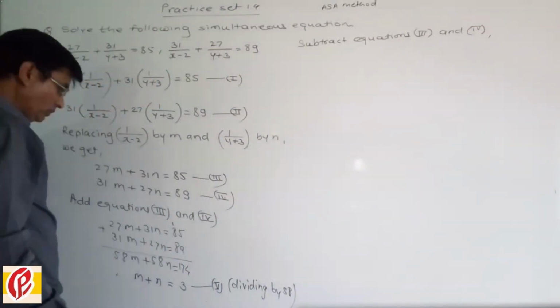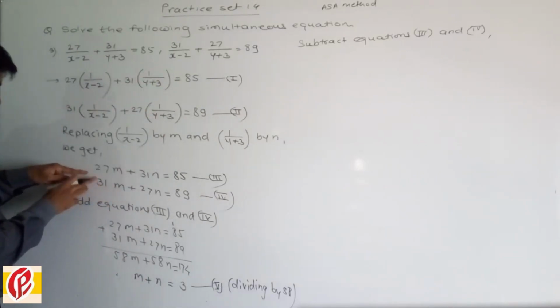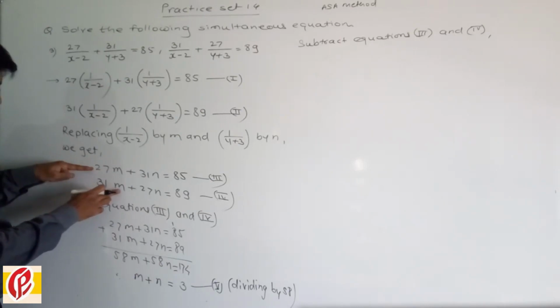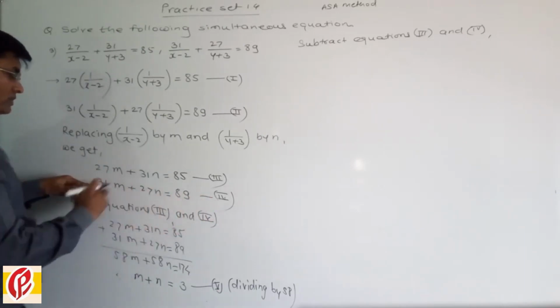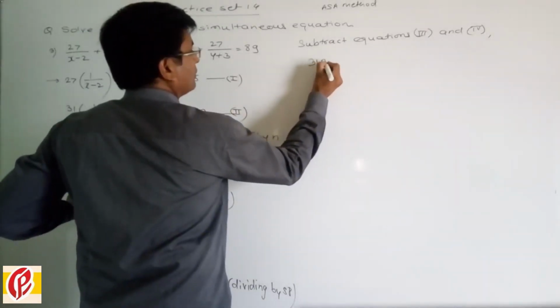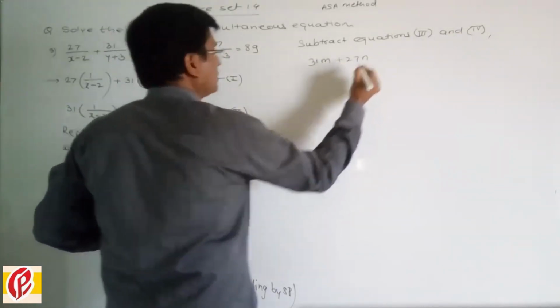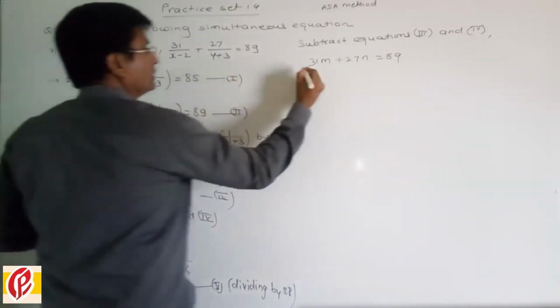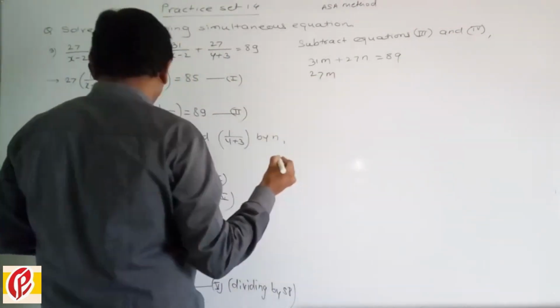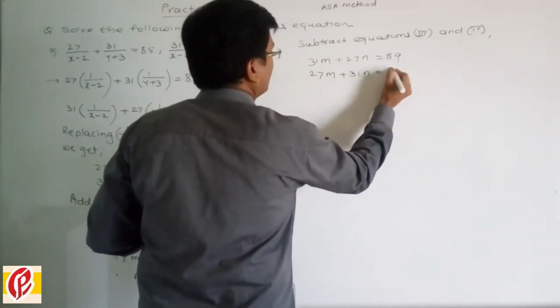So what should you do? You write the 3rd and 4th equations there. But 27m and 31m, which coefficient is greater? This 31m is greater than this. So I will write this 4th equation first: 31m plus 27n is equal to 89, and then I will write the 3rd equation: 27m plus 31n is equal to 85.